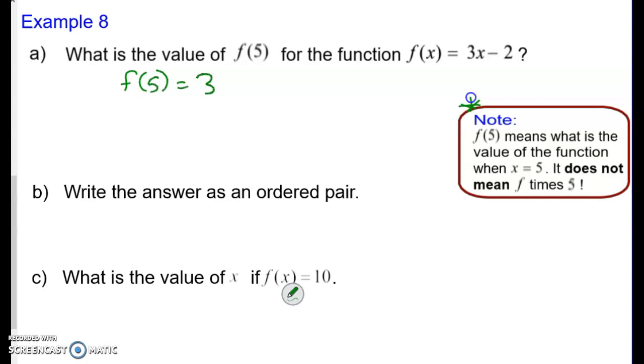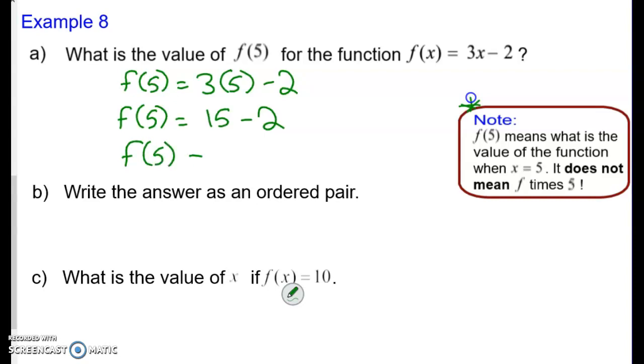So in our equation, we're going to substitute 5 in for the x. f of 5 equals 15 minus 2. f of 5 equals 13.